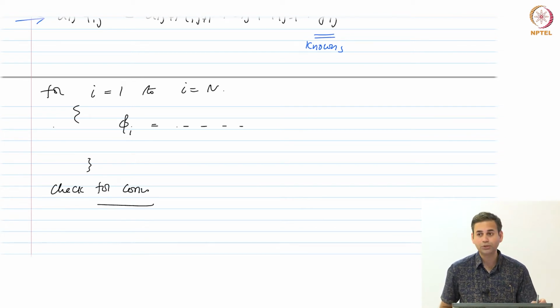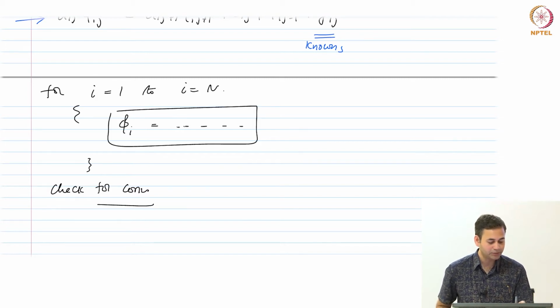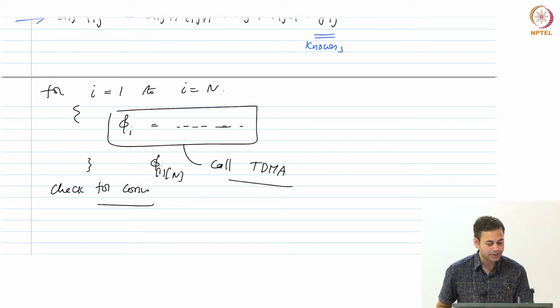Now in 2D you are doing the same thing, but instead of calculating phi i directly from some expression, you would make a call to the TDMA function, which will give you phi i for the entire range of n cells, for all the cells in one go. Then you would move on to the next line and so on, and you would still check for convergence. So that is line by line TDMA, along with the check for convergence.